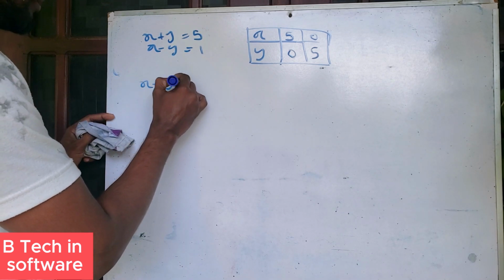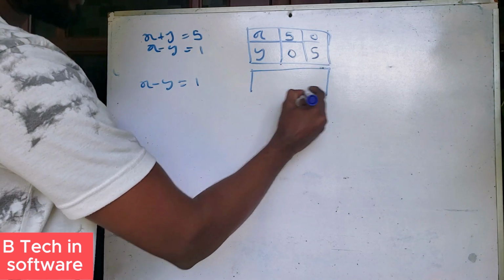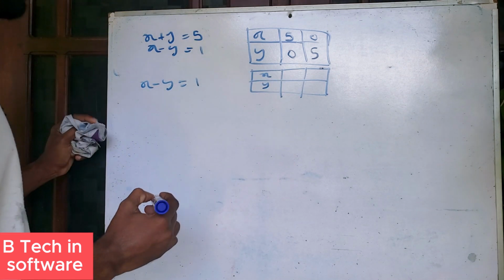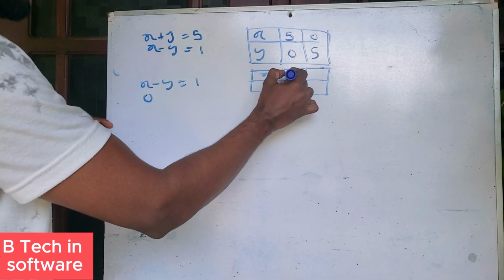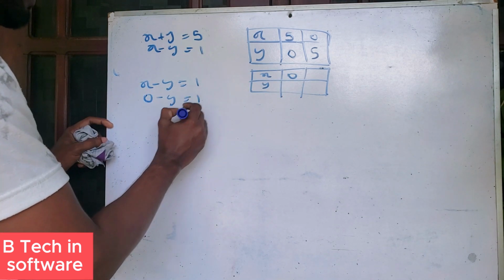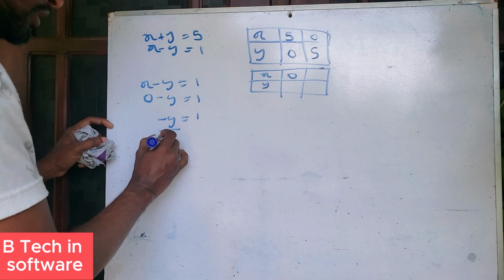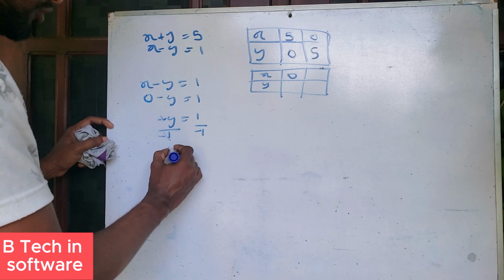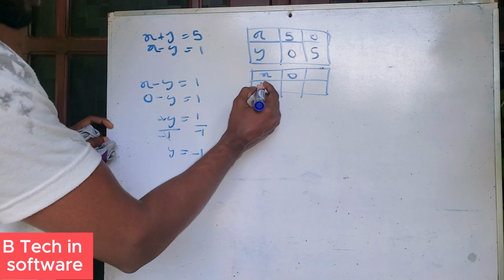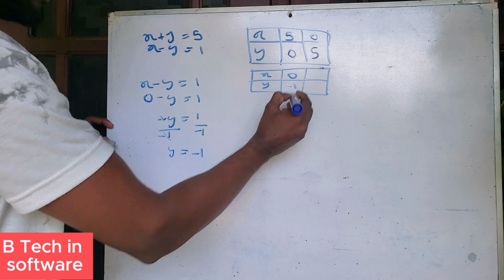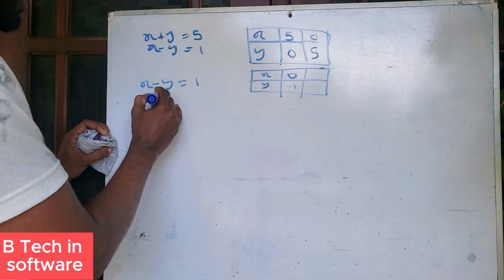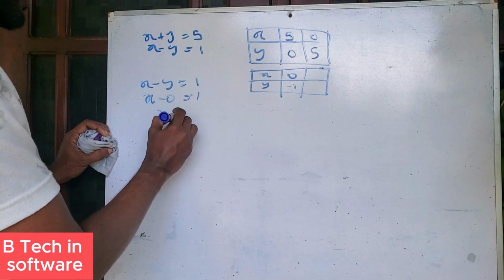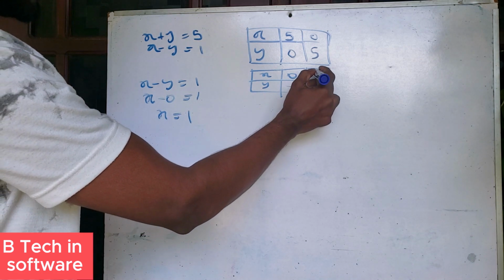Let's take the second equation and draw the table. Here x and here y. Now let's say x is 0. If x is 0, we can't keep minus y. That's why we need to divide it by minus 1, and minus minus cancel out. y is equal to minus 1. So if x is 0, y is equal to minus 1, and then y is 0. If y is 0, you can see x is equal to 1.